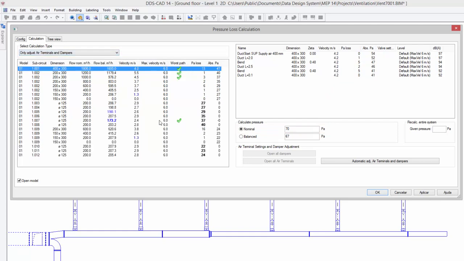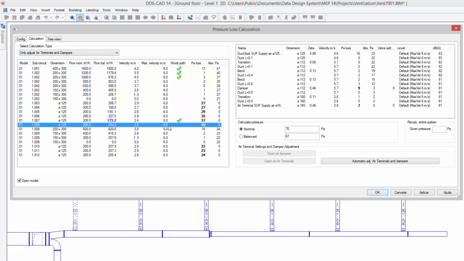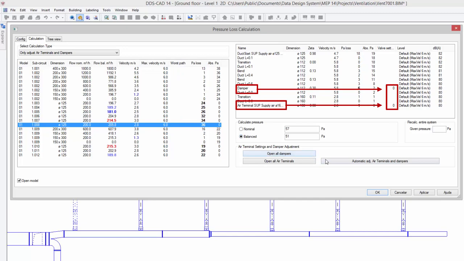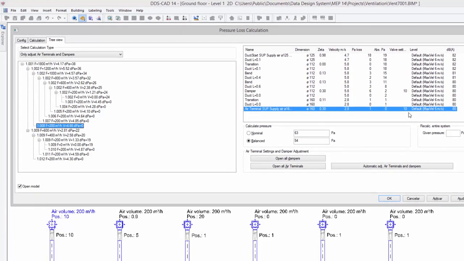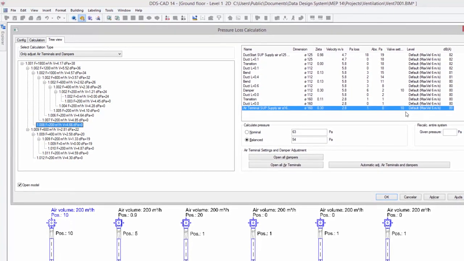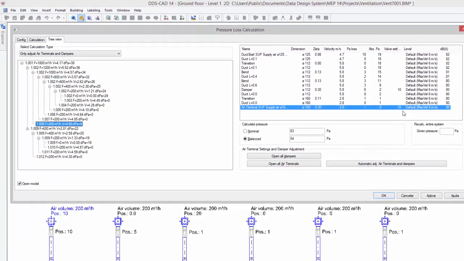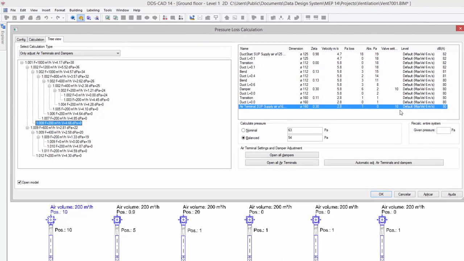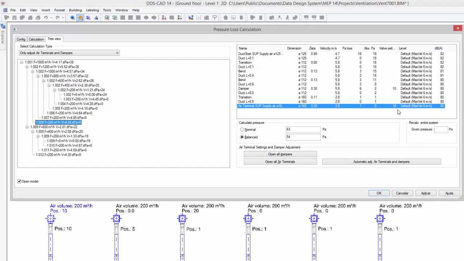For the balance pressure loss calculation, DDS-CAD 14 balances the complete system by automatically calculating the adjustment levels for each of the air terminals and dampers. In order to further optimize the accuracy of the balance pressure loss calculation, DDS-CAD 14 now also supports up to 100 adjustment steps for air terminals and dampers.